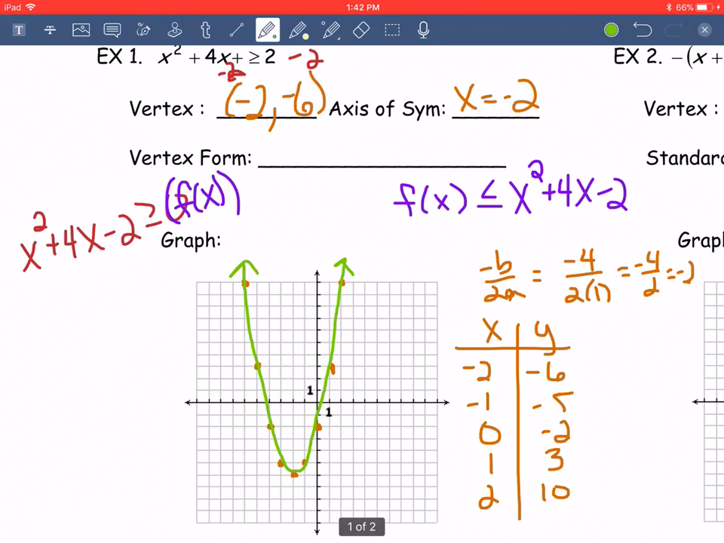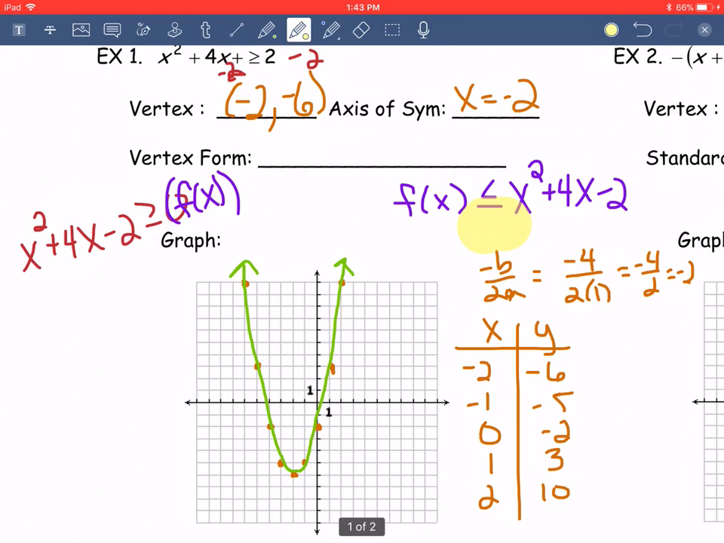Now I need to do shading. So this is the part that trips people up. For your shading, you go to your vertex, and if it's less than, you're going to shade the area that encompasses whatever is below the vertex. If it's greater than, then you go to your vertex, and you'll shade the area that encompasses what's above your vertex. So here, f of x is less than or equal to.